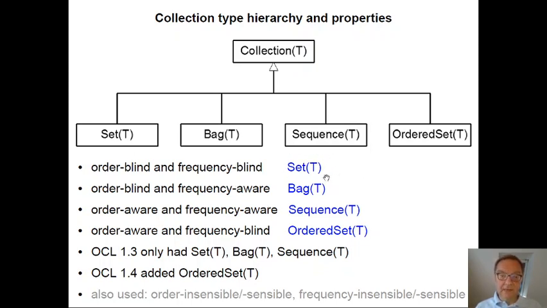So set of T, the sets are order blind and frequency blind. The bag is order blind and frequency aware. The sequence is order aware and frequency aware, and the ordered set is order aware and frequency blind.